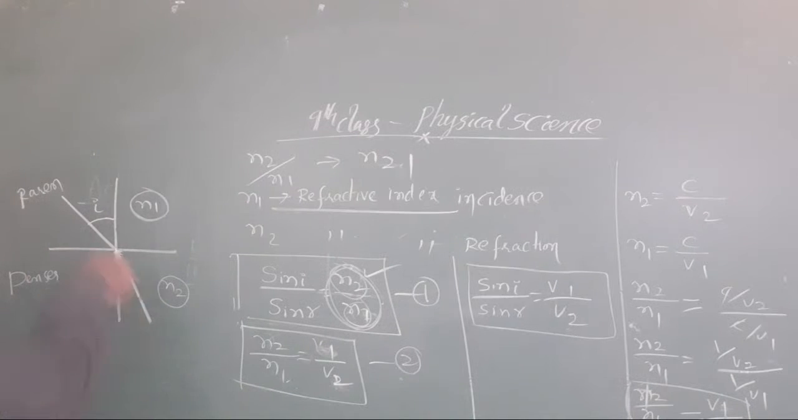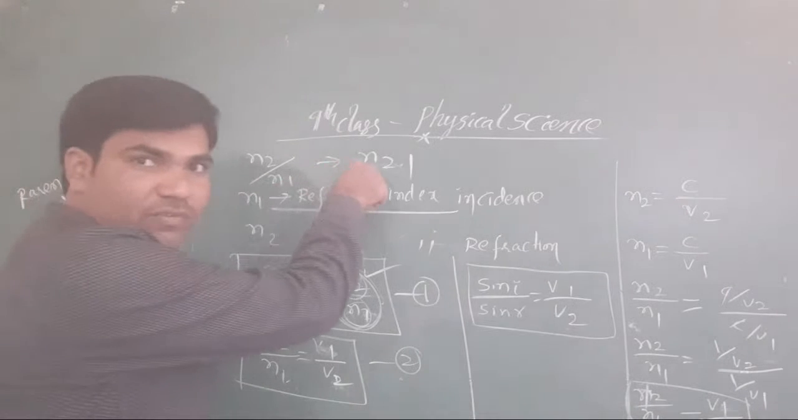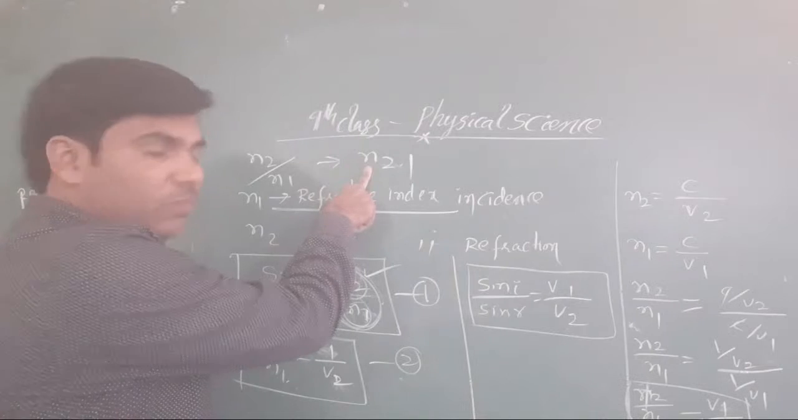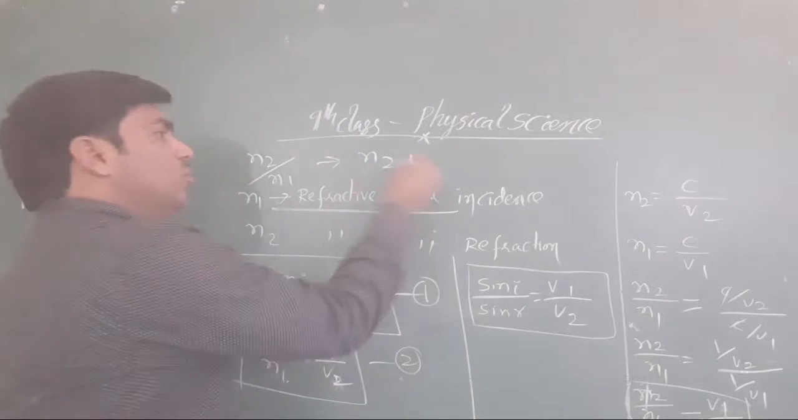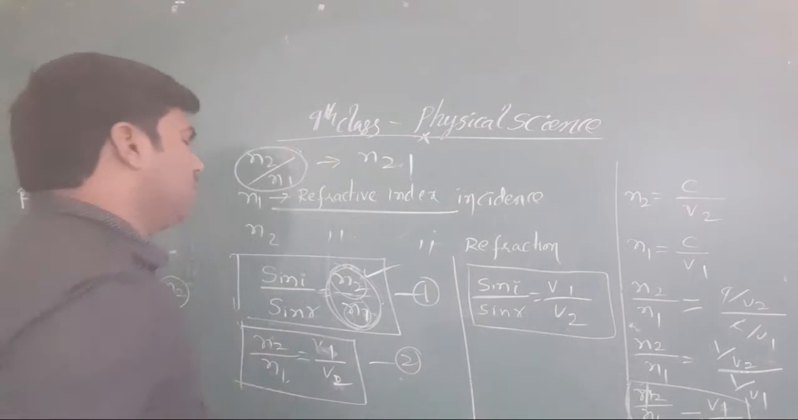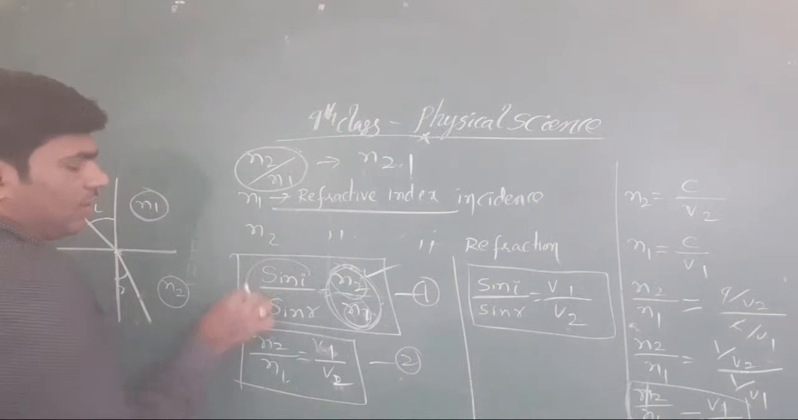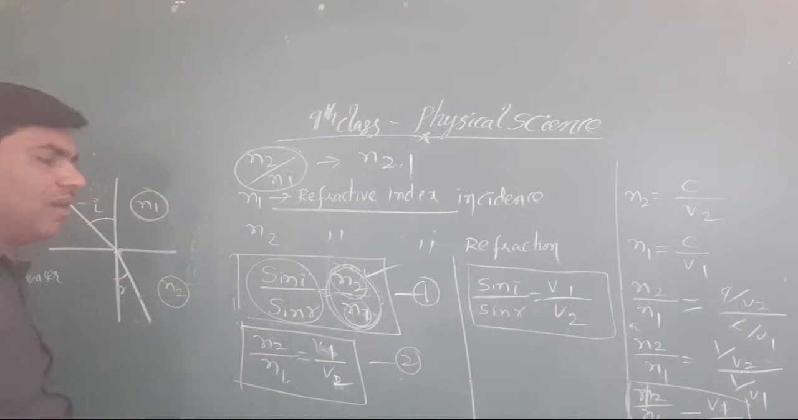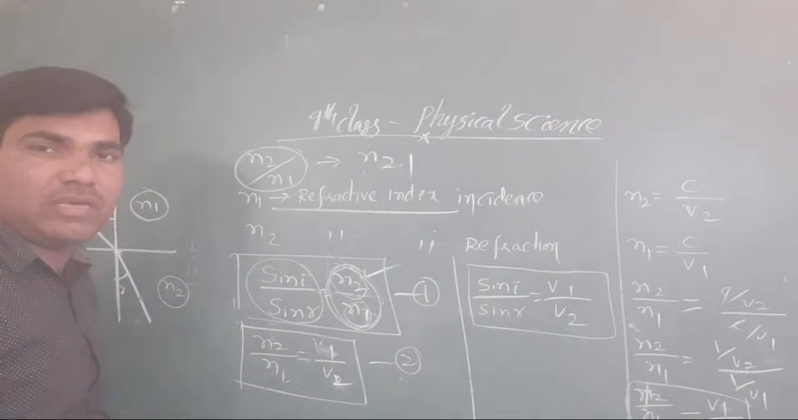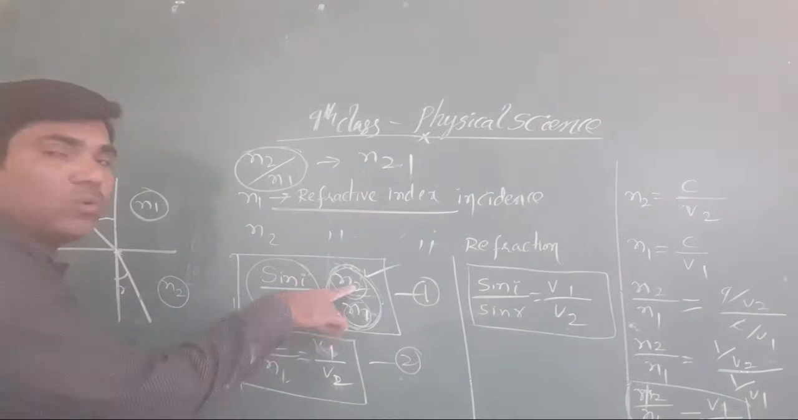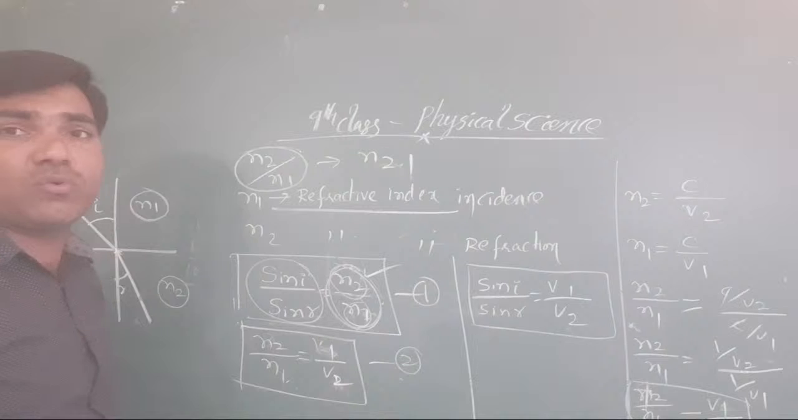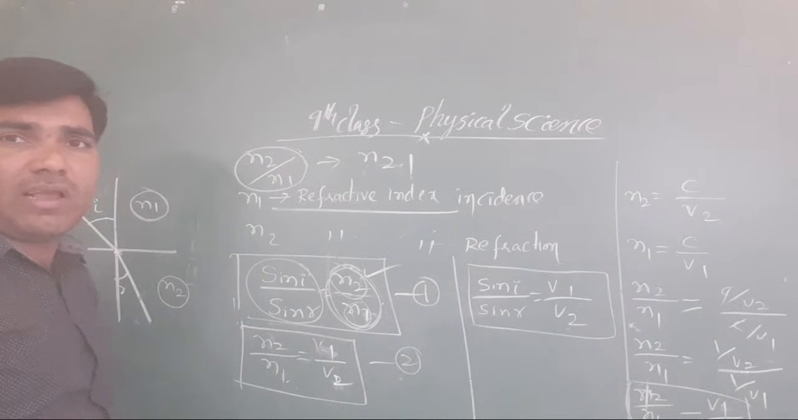When the light ray enters from the rarer media to the denser media, the relative refractive index is taken as N21, which is equal to N2 by N1. Now sin I by sin R is equal to the relative refractive index of the two mediums. Okay, clear or not, all the students?